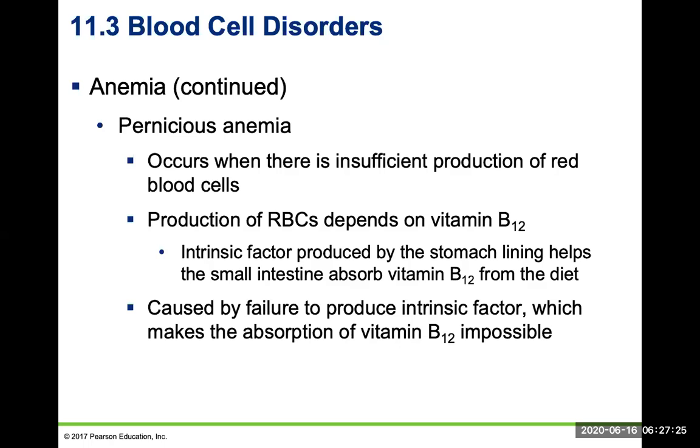Pernicious anemia is when there's not enough red blood cells to begin with. The production of red blood cells depends on vitamin B12. Intrinsic factor is absorbed by the stomach lining and helps the small intestine absorb vitamin B12 from the diet. So it's caused by the failure to produce intrinsic factor, which makes the absorption of vitamin B12 impossible.